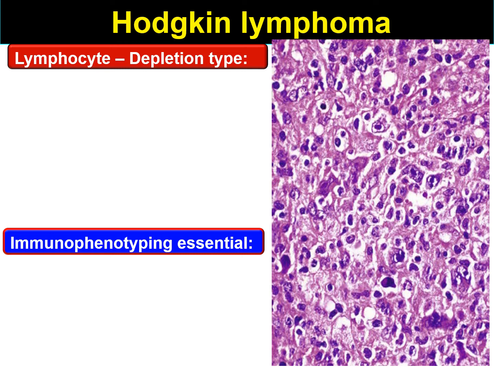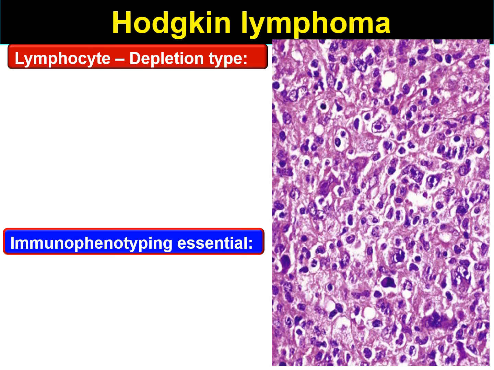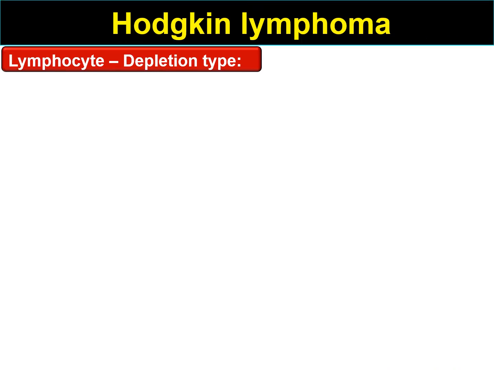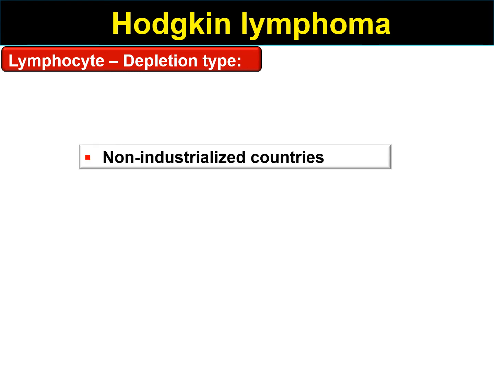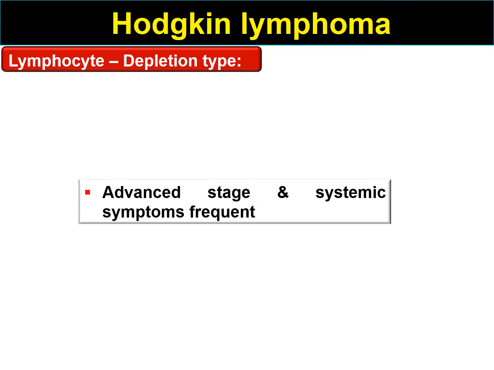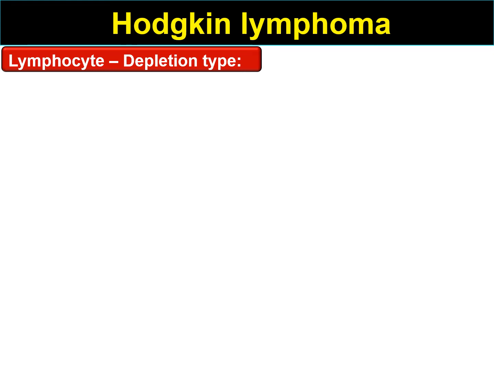So immunohistochemistry or immune profile is very important in Hodgkin lymphoma. Most tumors suspected of being the lymphocyte depletion variety of Hodgkin lymphoma actually prove to be large cell non-Hodgkin lymphomas. The lymphocyte depletion type most frequently affects the elderly, and it also affects HIV-positive individuals of any age. It is common in non-industrialized countries and is associated with advanced stage and systemic symptoms. The prognosis is less favorable than in other subtypes.